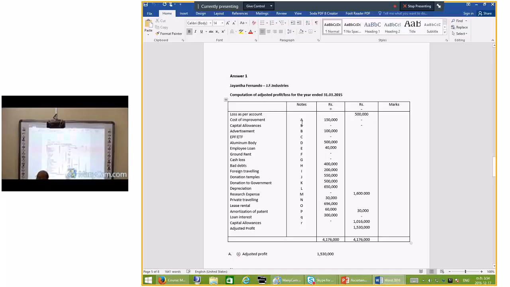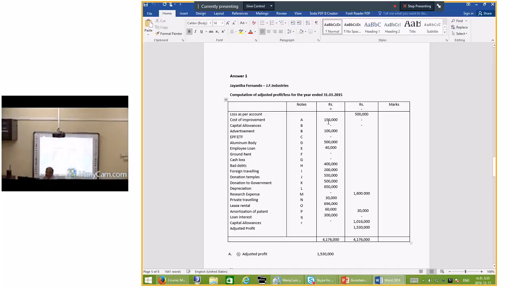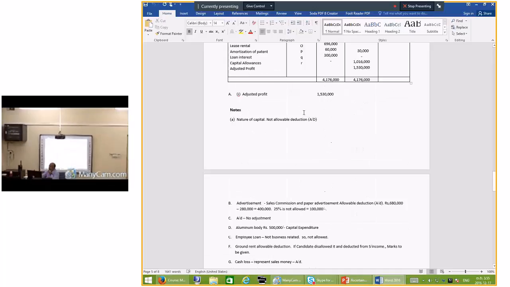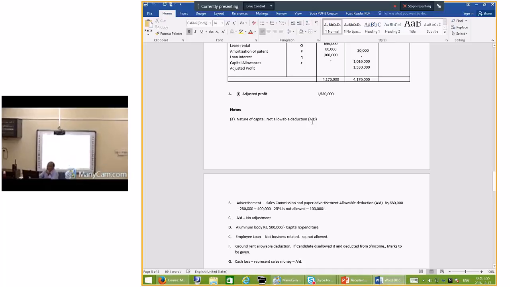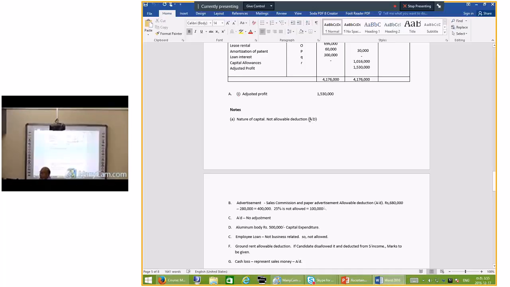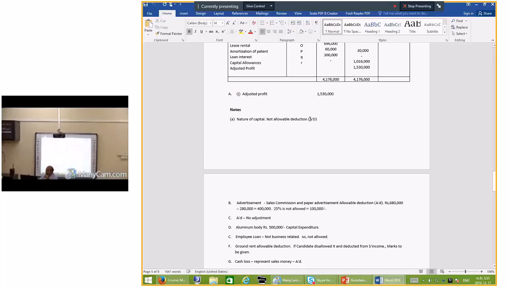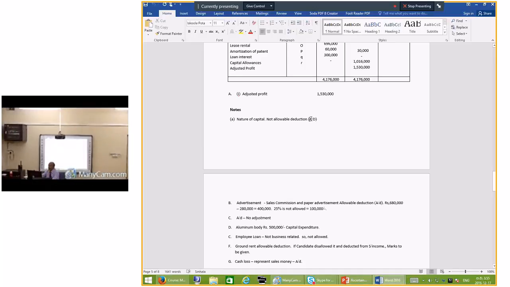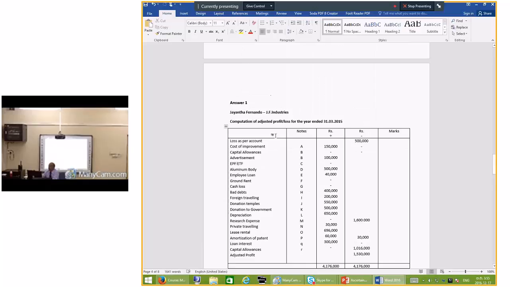Say cost of improvement A, 150,000, we have added it. Why? Let's see why we have given the note A. It is of a capital nature, not an allowable deduction. Right? Take that one.